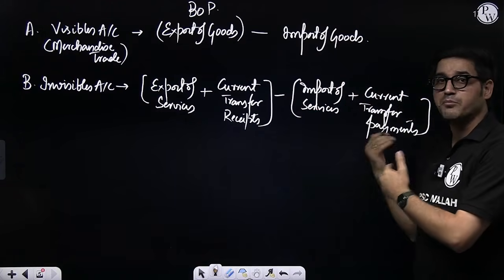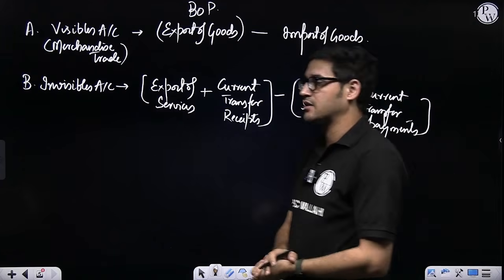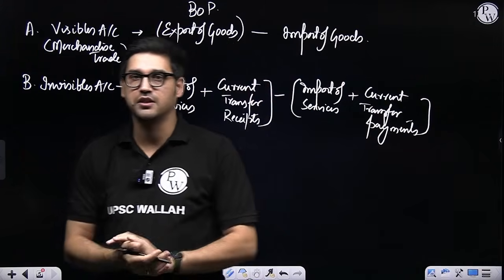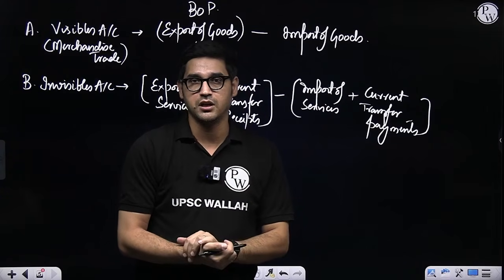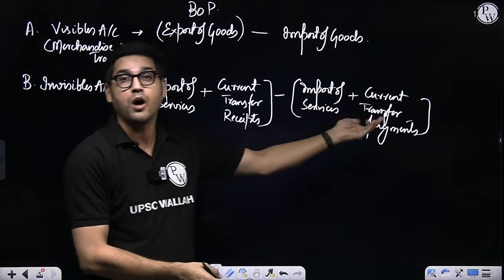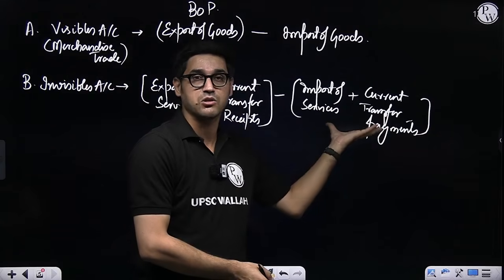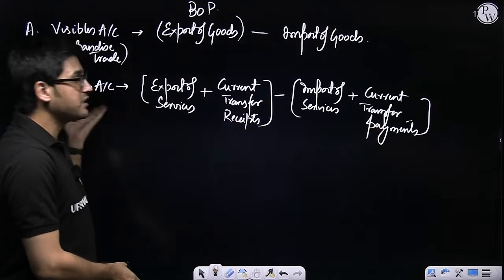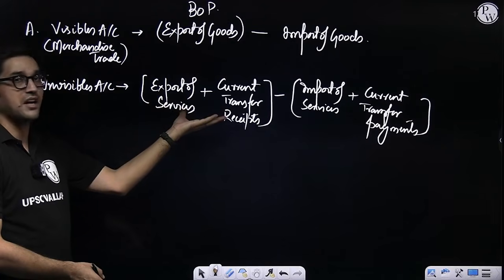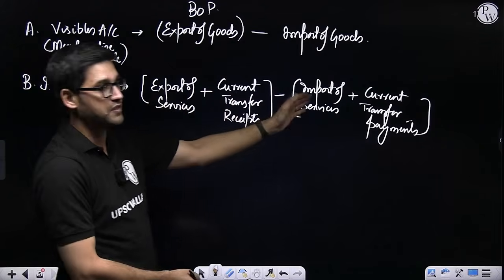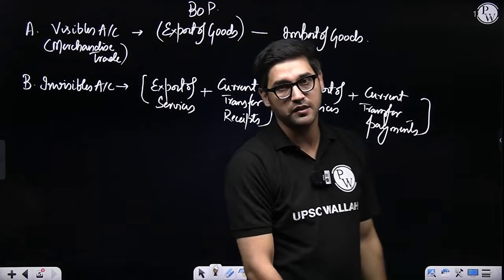Similarly, current transfer payments, when you are sending remittances abroad, giving donations abroad, sending gifts abroad, or giving aid to the rest of the world, all of this is going to lead to an outflow of funds and hence is going to be included here. Balance on the invisibles account is going to include the export of services plus current transfer receipts minus import of services plus current transfer payments.